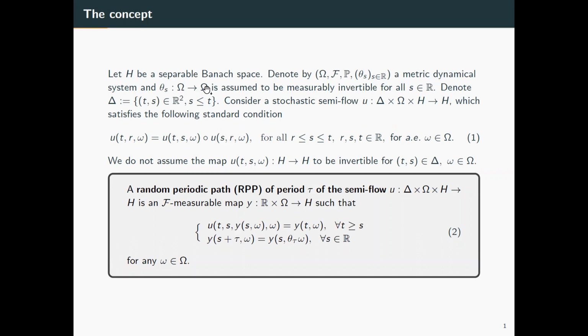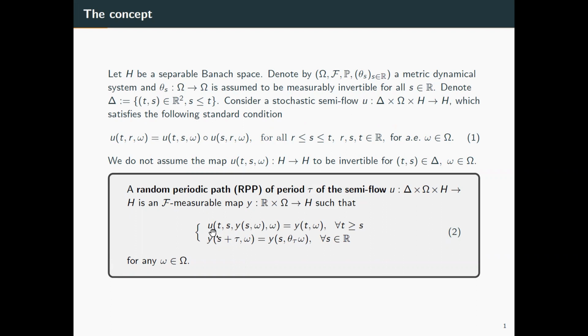For this, we will indicate a separable Banach space for the semi-flow U to live in. A semi-flow U will satisfy the flow property. A map Y is said to be a random periodic path of period tau for the semi-flow U if it satisfies two conditions. The first condition is quite similar to the flow property.